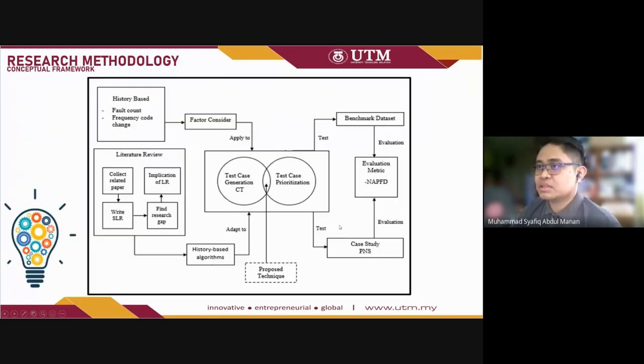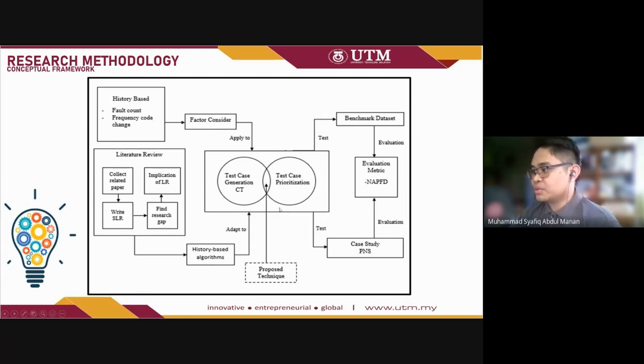So this is the research conceptual framework, which comes from the literature review itself. We collect the information, find a gap, and implement, and then we try to come up with the proposed solution. Here we want to enhance the history based approach by utilizing fault count, fault status, and actually frequency, into consideration, since most history based approaches focus on a single factor. So here we want to consider a group of factors.